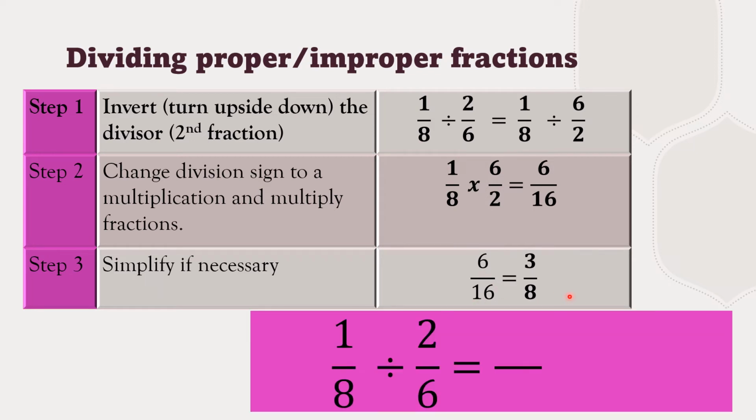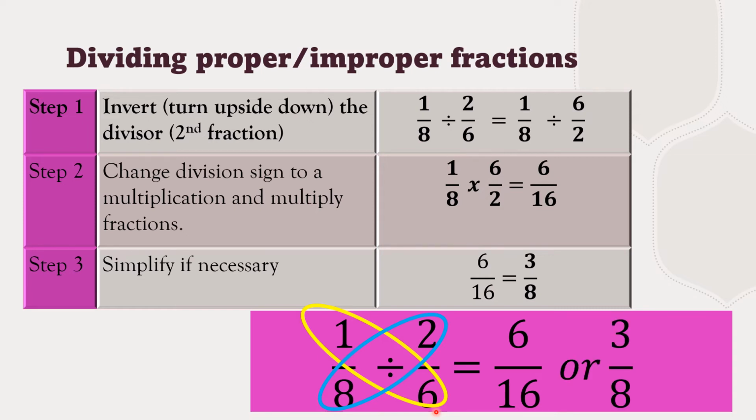Or we simply do this: 1 over 8 divided by 2 over 6. What we are going to do here is a cross multiplication. So what are we going to multiply? The numerator to denominator. So 1 times 6 is 6 and 8 times 2 is 16. And then we are going to reduce or simplify our answer. So that will become 3 over 8.